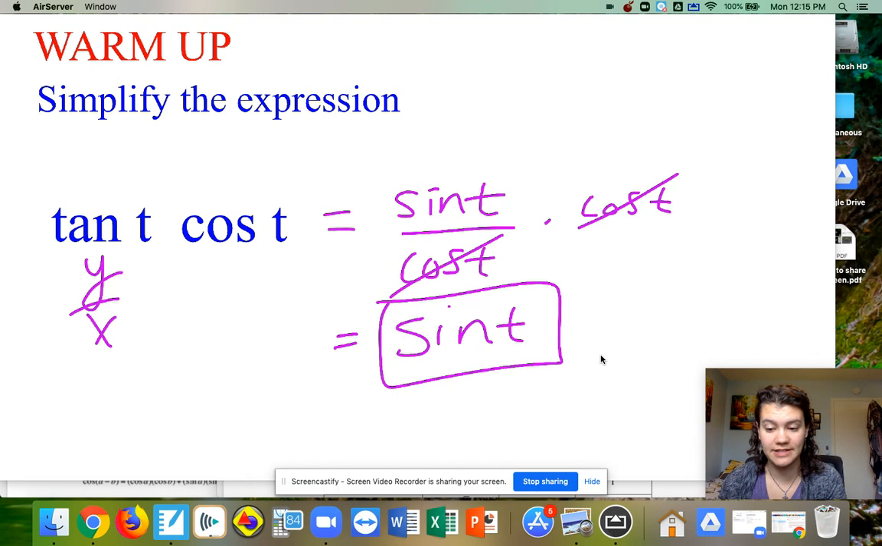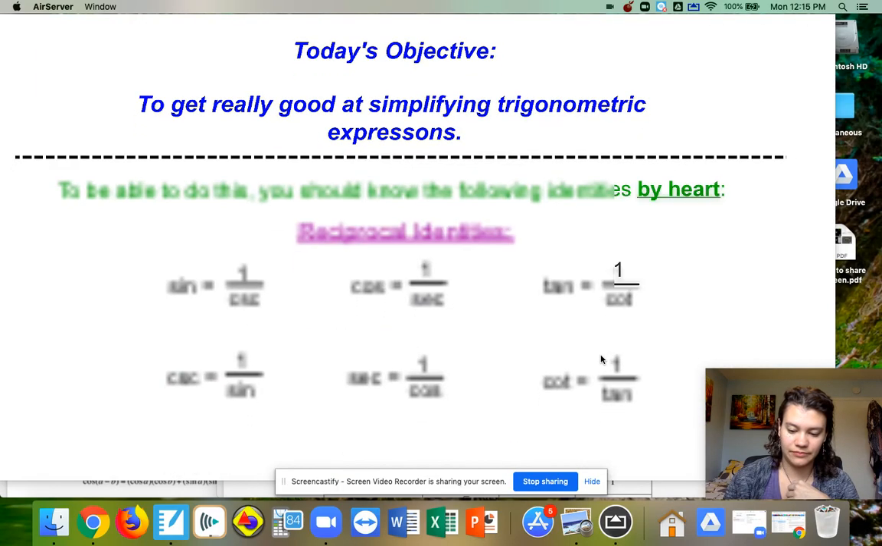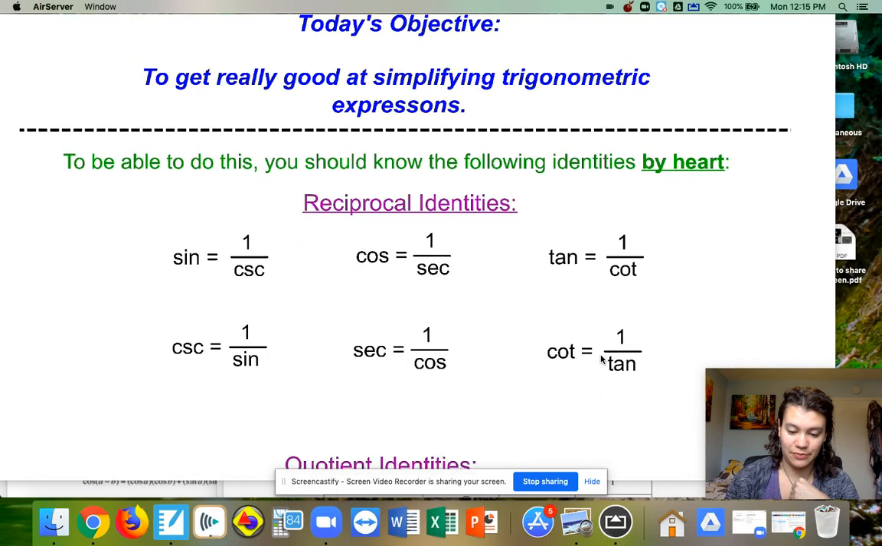So this is the basic idea of what we're going to be doing for a lot of this section, this chapter, is simplifying trig functions from something more complicated to something simpler. So we're going to get really good at simplifying different expressions.